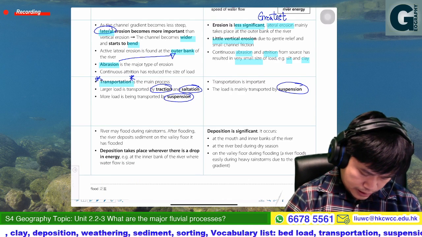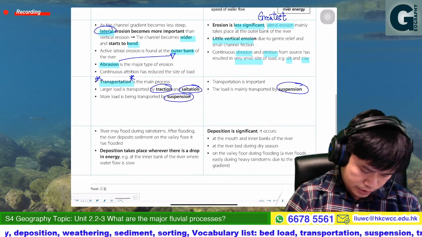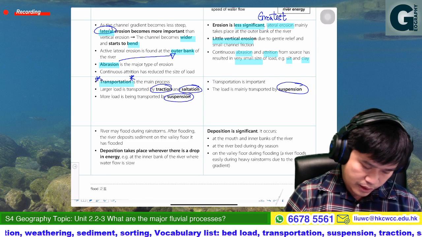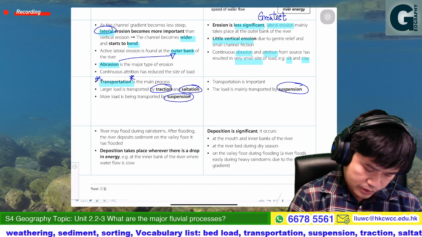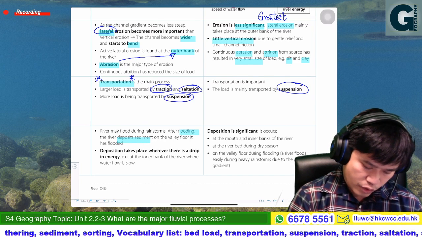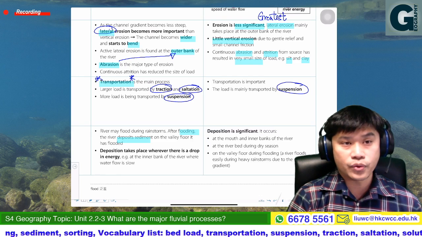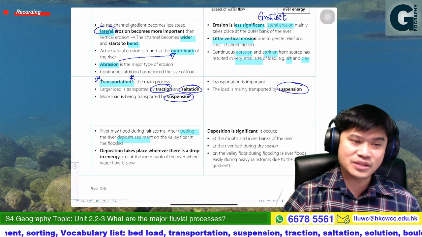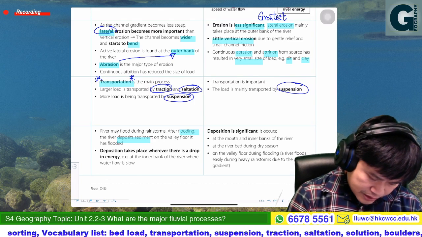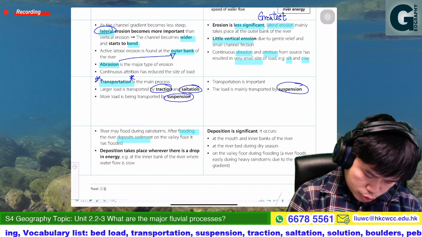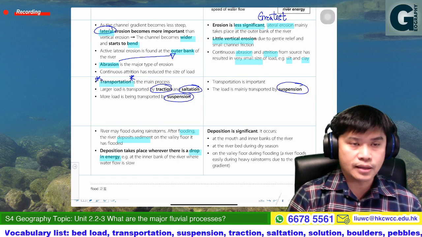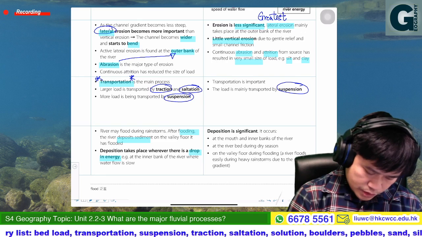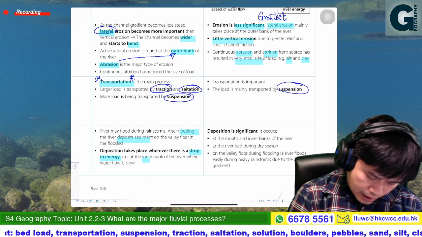Then the last one, deposition. First, in the middle course, the river may flood during a rainstorm. After flooding, the river deposits sediment on the valley floor. So therefore, in middle course sometimes there could be flooding, and after flooding, deposition may occur. And then deposition takes place whenever there is a drop in energy. So along the river, if there is a drop of energy, deposition may take place, especially at the inner bank of the river.